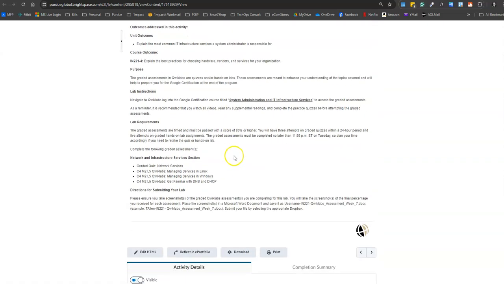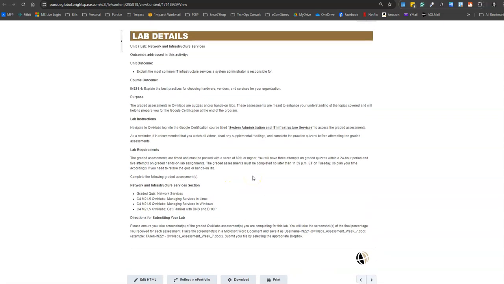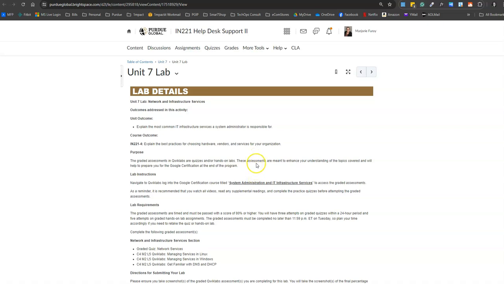The lab for this week, graded quiz, network services. Then you have your C4M2L5 in your Quick Labs. You have 3 of them: managing services in Linux, services in Windows, and then get familiar with DNS and DHCP. So you got lucky, no journal this week, but you do have the discussion. So I look forward to reading all of that. I will have your stuff graded by Friday. I will make sure that that gets done. And Saturday at the latest, maybe.